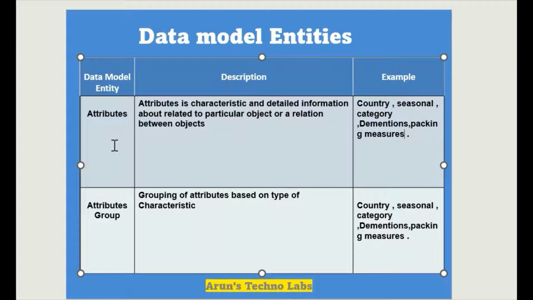The second one is the attribute group. So you can make a group, like seasonal attributes is one of the groups.